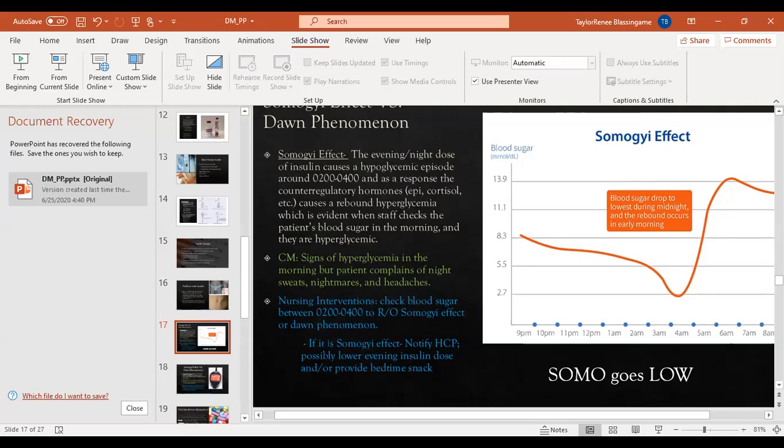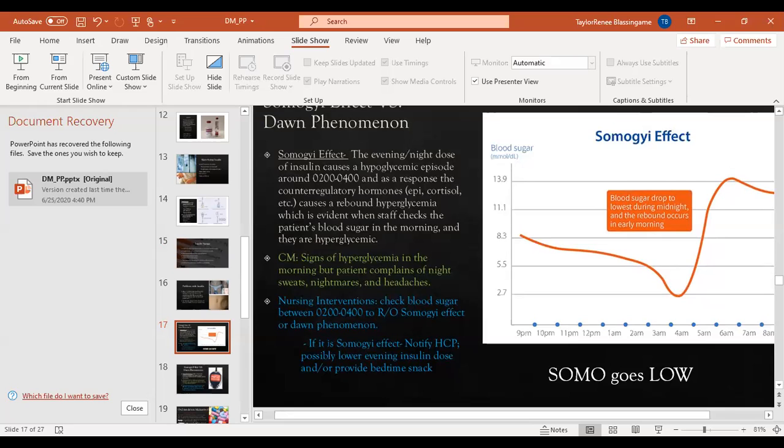Complaints patients may have, or signs and symptoms you're going to see, is they'll have signs of hyperglycemia in the morning, but in the middle of the night, they'll be hypoglycemic. So they're going to have complaints of night sweats, nightmares, or headaches. Again, this is a problem that their blood sugar drops too low in the middle of the night, and their body's reaction is to crank up the glucose a lot, increasing it.